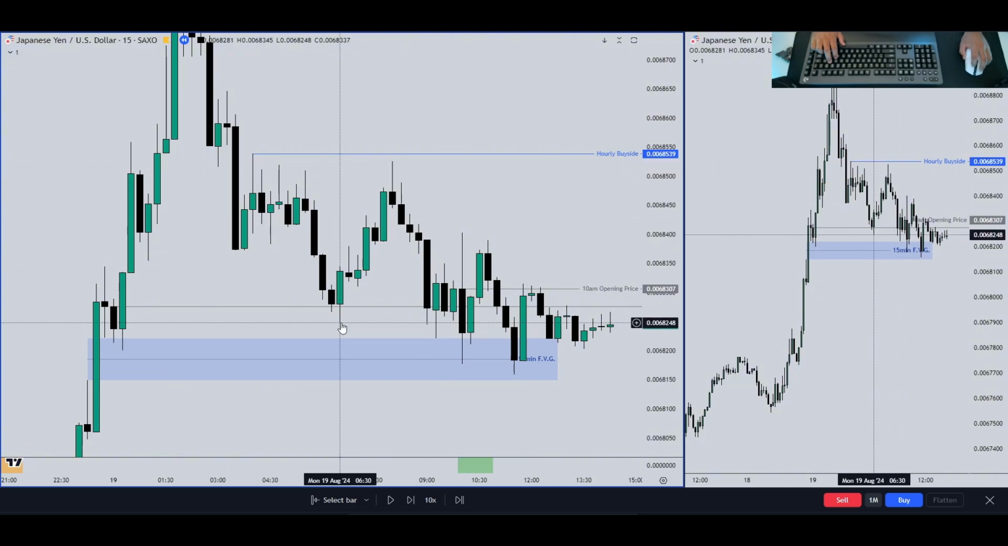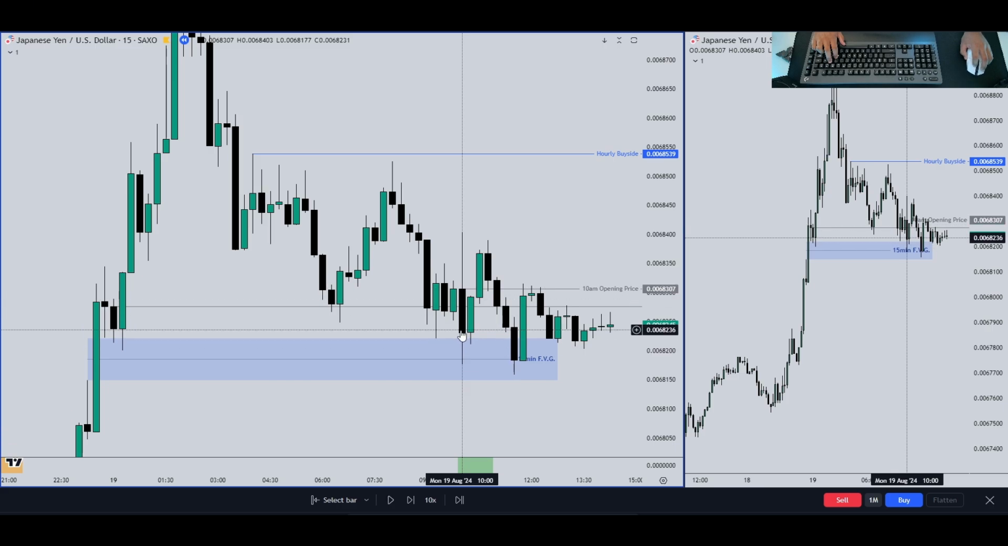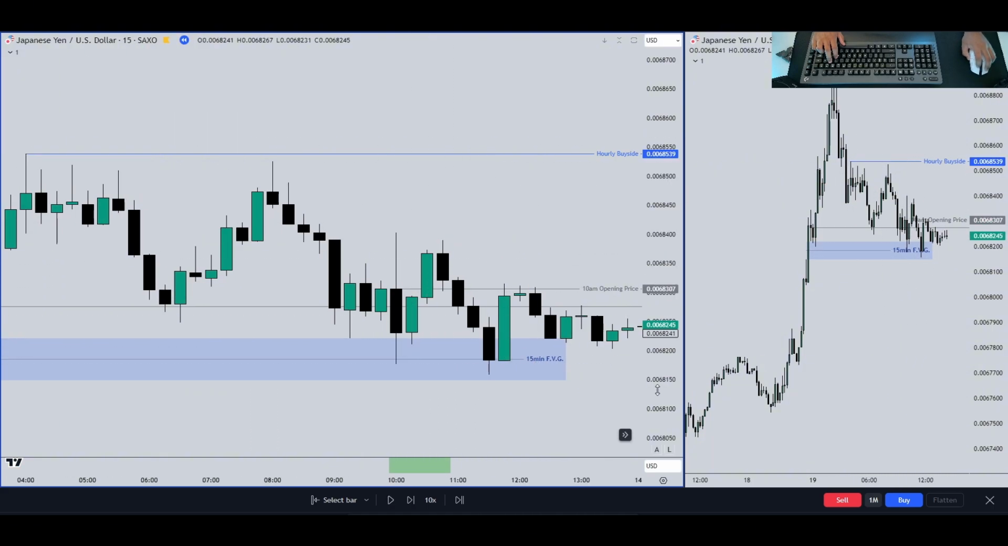You know, we took out sell stops right here. We're below that midnight opening price and below the 10 a.m. opening price. Price taps into a 15-minute fair value gap, and then we could take out these buy stops here. But from the looks of it here, we stopped rather short.